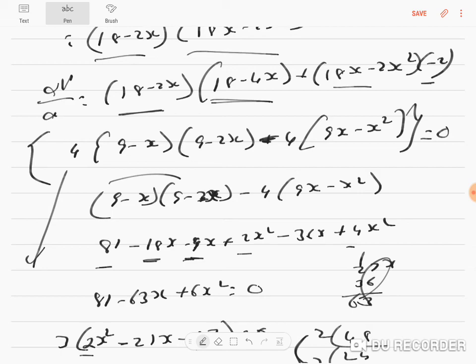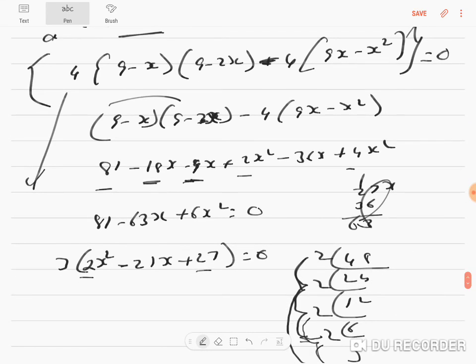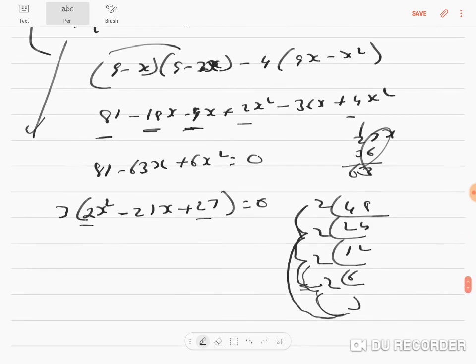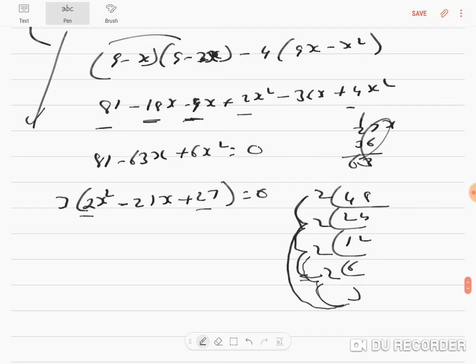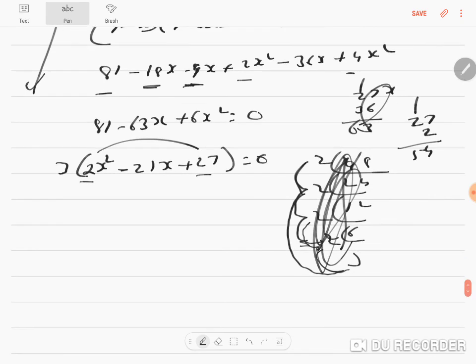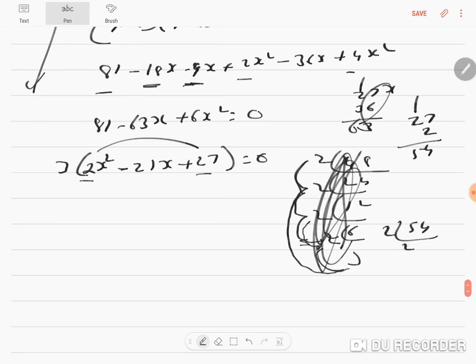So from this, taking common, only 3 is common, right? So you have 2x square plus 21x minus 21 plus 27 is equal to 0. 27 2s are 27 2s are, I made a mistake. 27 2s are 7 2s are 14, 2s are 54. Sorry, 54. So 2 2s are 4, 7 2s are 14, 3 and 9.